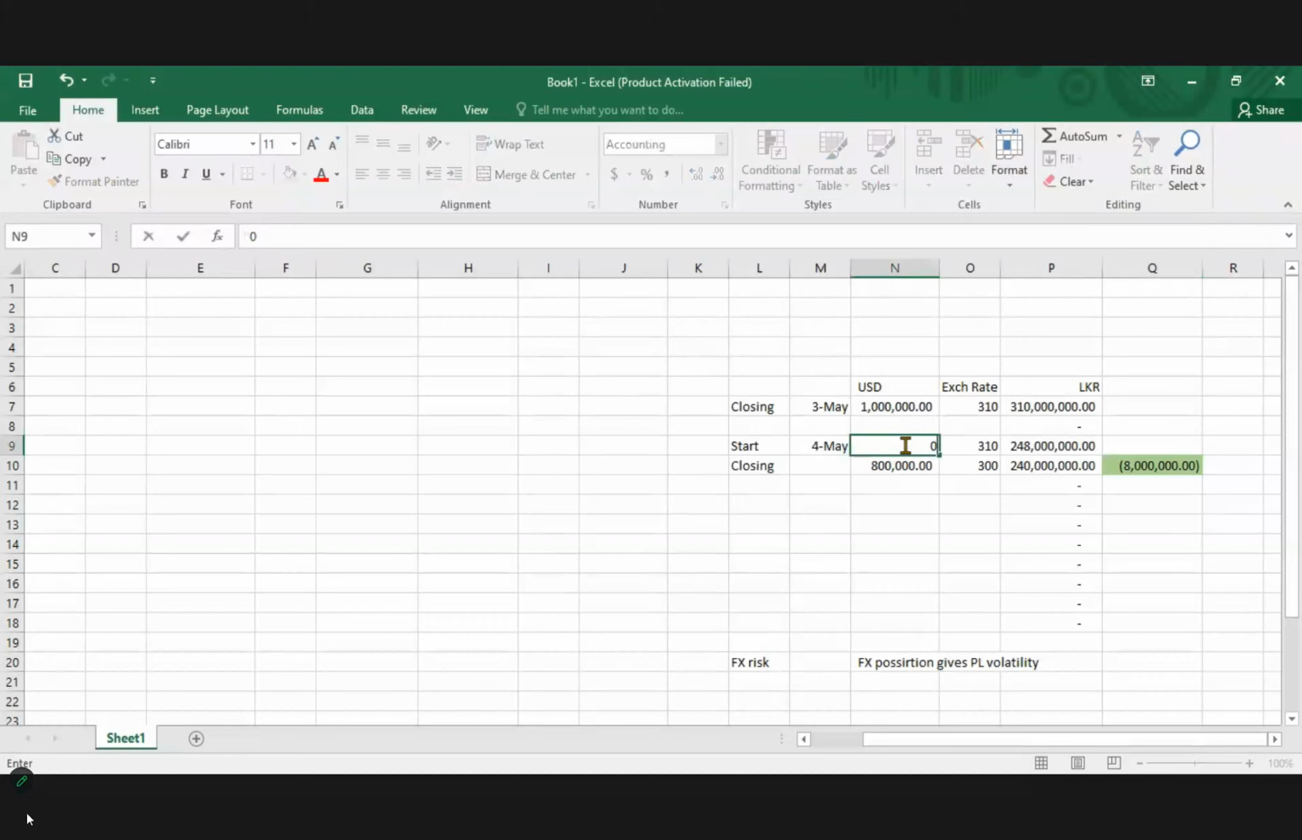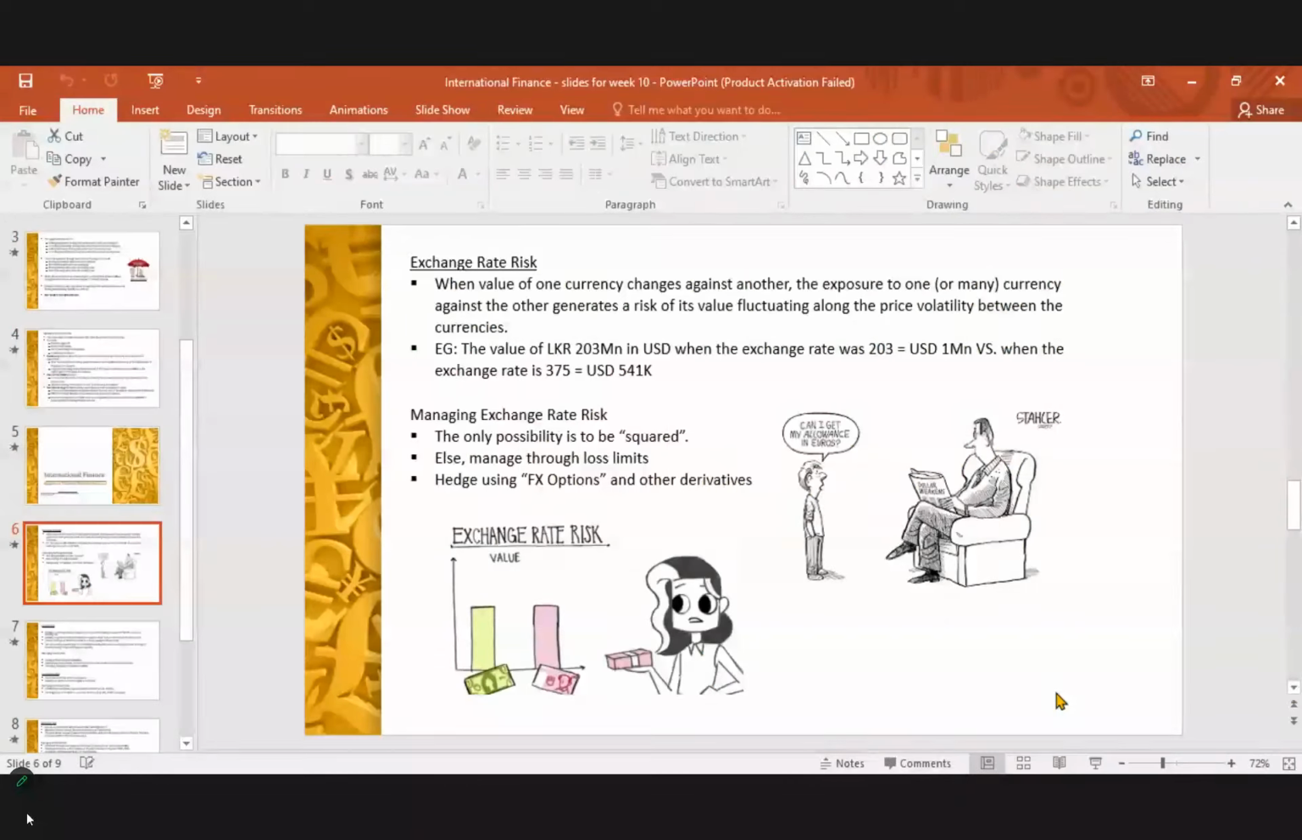Or you can basically have no limit, no exposure, no profit, no loss. Currency moves any which way they want, I will not have a P&L. Right? So these are a few things that you can have to manage your FX price risk. You basically have a smaller exposure or no exposure.